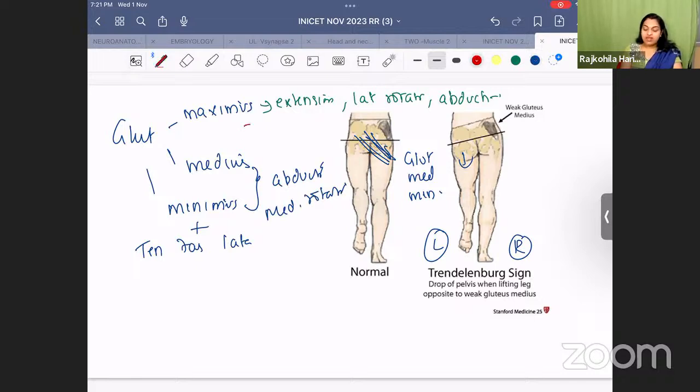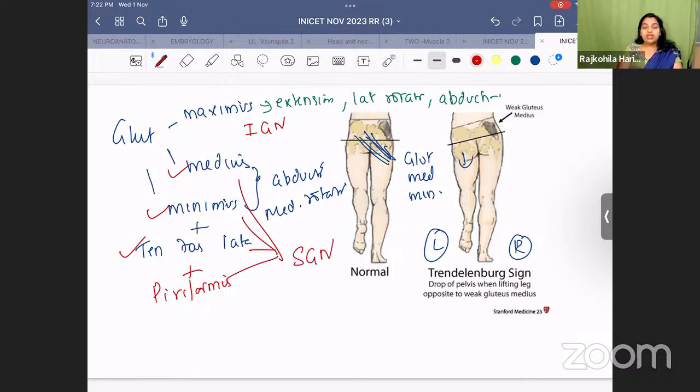Gluteus maximus is innervated by the inferior gluteal nerve, whereas medius, minimus, tensor fascia lata, and recently they have included the piriformis in the recent edition of Grays. These four muscles are going to be innervated by the superior gluteal nerve, right? Okay, so maximus, inferior gluteal nerve; medius and minimus along with tensor fascia lata and piriformis, superior gluteal nerve.